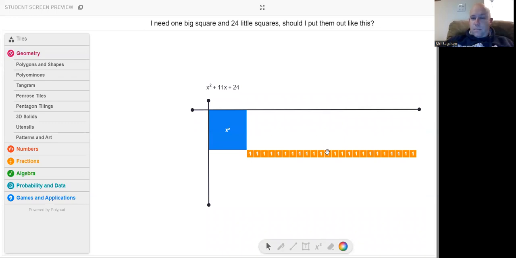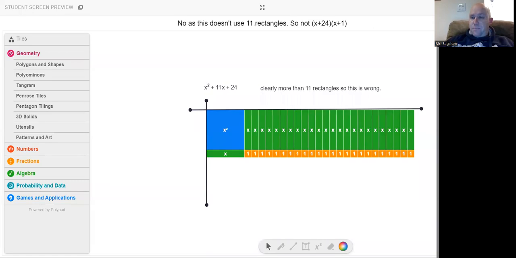So I started with 1 by 24, and I'm hoping you can visualize each of the rectangles actually sitting here on top. So if I have 24 little squares across the top here, I must have 24 little rectangles up here as well. And you can clearly see there's space for one rectangle there. So in total, I would have 25 rectangles, which is way too much for this. I only need 11, so I know this is the wrong answer. If you're having trouble visualizing, there you go. Hopefully that will make it a little clearer.